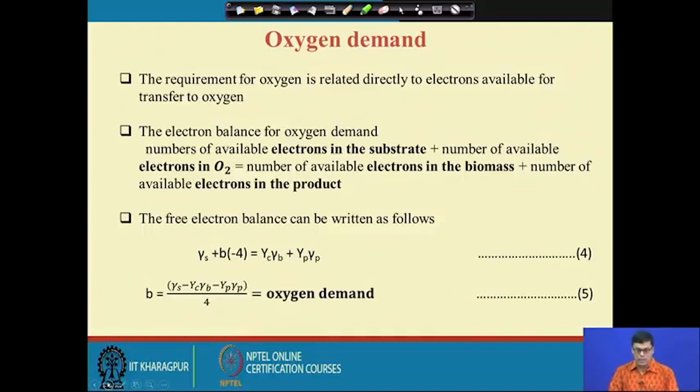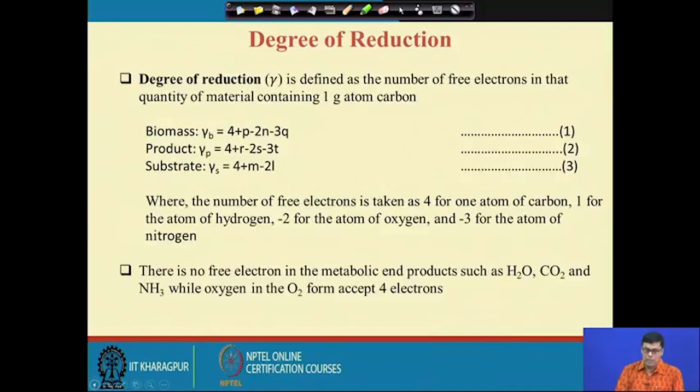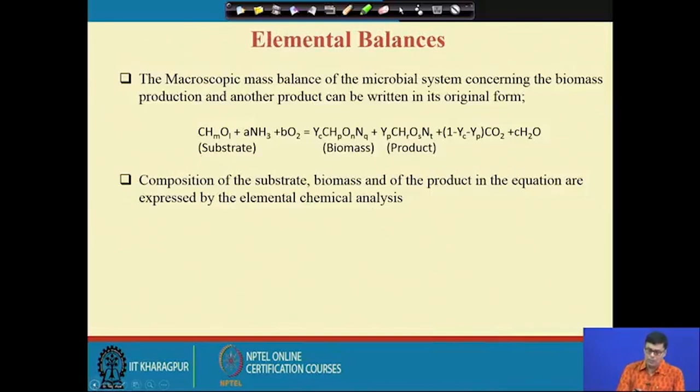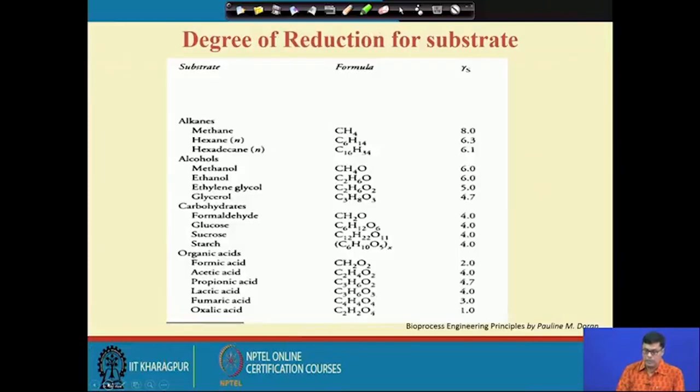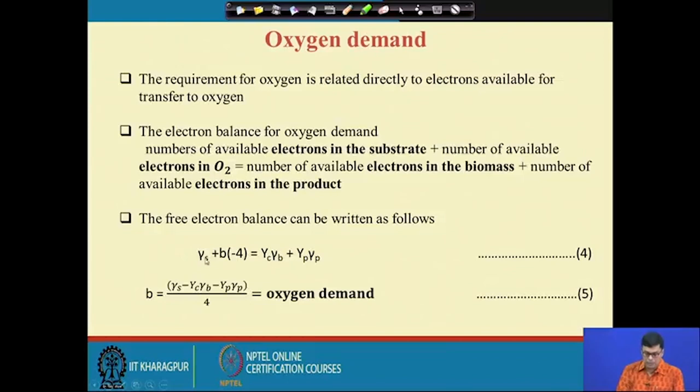Now, how can you calculate oxygen demand? This is very important. I have already shown that our common equation is this: substrate plus ammonia plus oxygen gives biomass, product and carbon dioxide. Now, if we do the balance, this is with respect to the substrate, this is the degree of reduction of the substrate, then we know that one O2 can accept 4 electrons. So I can write b moles of O2, that is b into 4, and then Yc is the Yc gram atom of biomass. So this is Yc gamma B and Yp gamma P. So I can write that this b is the oxygen demand, and we can calculate it like this.